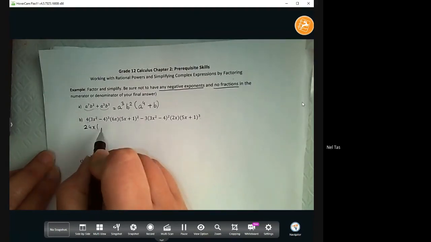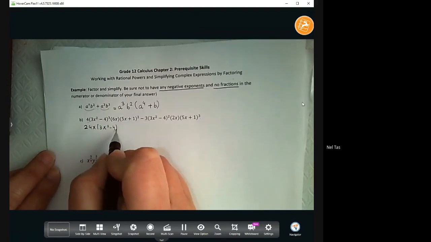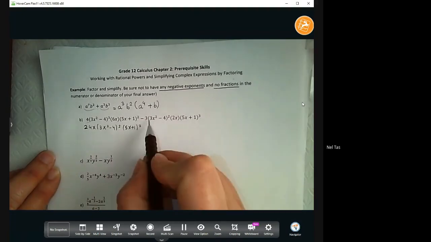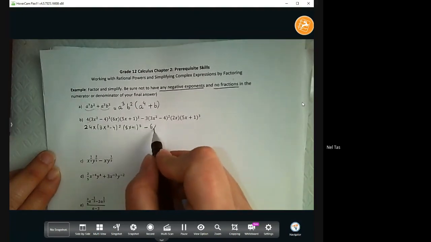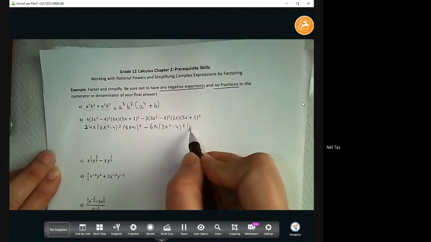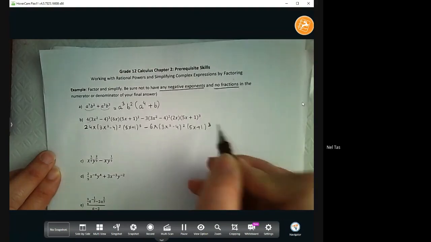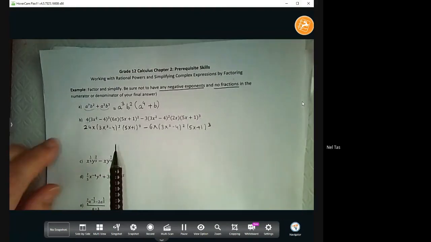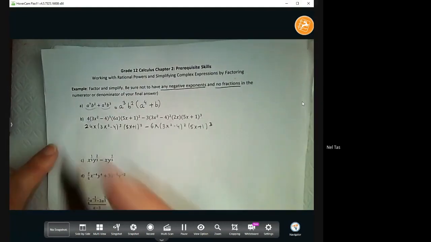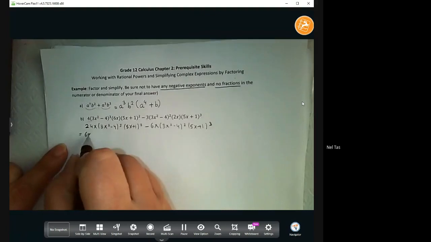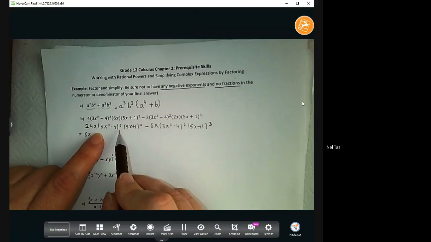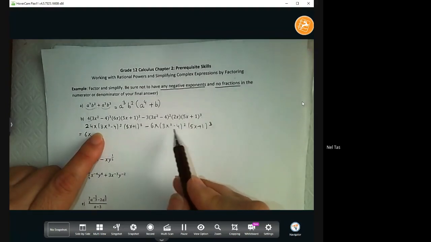So we have 3x squared minus 4 cubed, 5x plus 1 squared. 3 times 2x is 6x. We have 3x squared minus 4 squared, 5x plus 1 cubed. Now we will start factoring. So we have 24x, we have 6x. So the common factor is 6x. We have 3x squared minus 4 cubed, and in the second term we have 3x squared minus 4 squared.